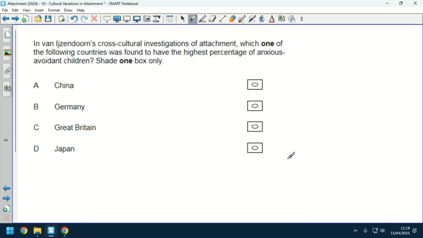Okay, so in terms of trying to then bring this back to A-level psychology, what we can look at is a few questions. What we do have is this multiple choice question. This is actually quite an old question, but it's definitely worth having a look at. All you need to look at is the question saying which one of the following countries was found to have the highest percentage of anxious avoidant children. So anxious is an old term, so it would be insecure avoidant children. And we see actually, if it's avoidant, it must be Germany.